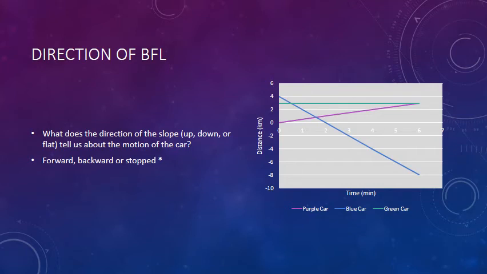It's just going to be pointing the opposite direction, moving the opposite direction than the purple car. The green car, of course, starts at a distance of 3 kilometers and stays there the entire time. So when you get a flat line on this graph, that tells me the object is actually stopped.